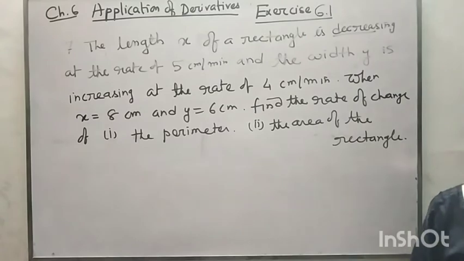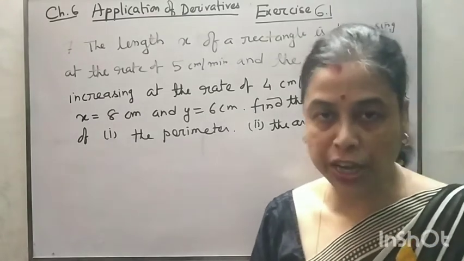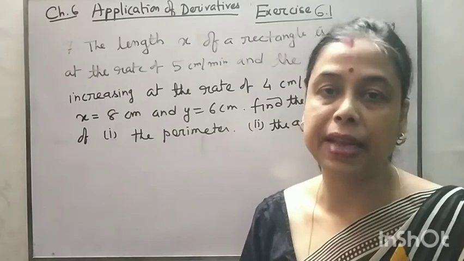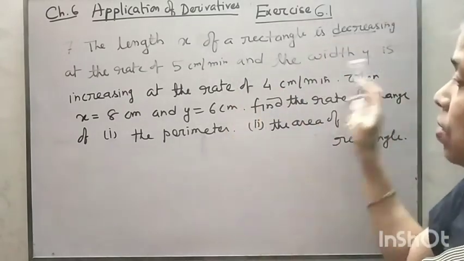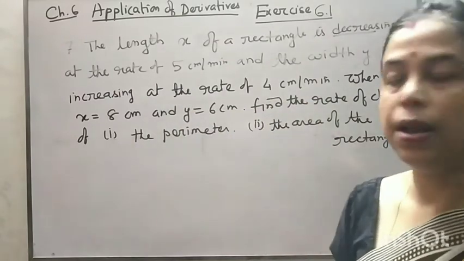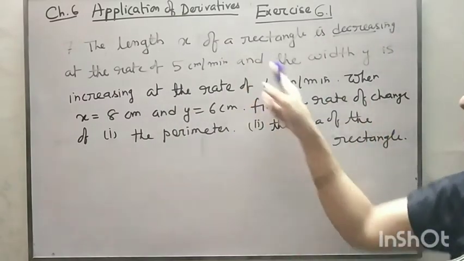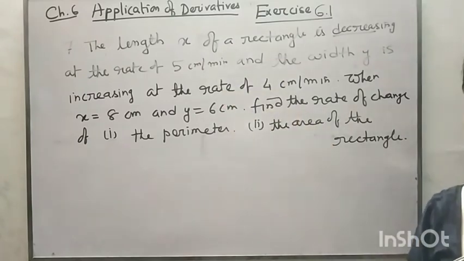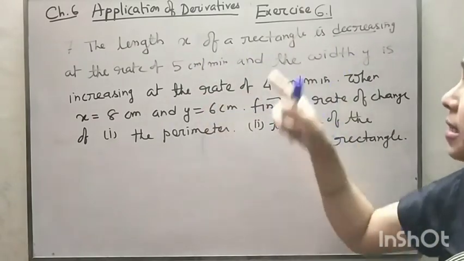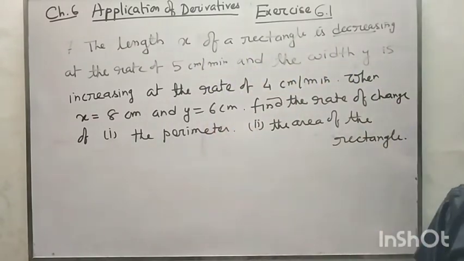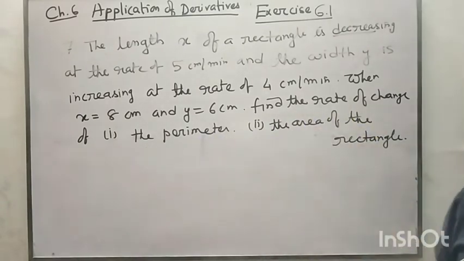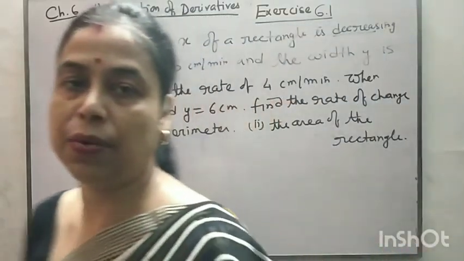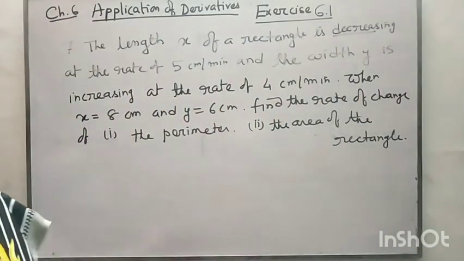So as I told you earlier, decreasing means it is denoted by rate of change, but decreasing is denoted by a negative symbol, as increasing means positive. It is given that the width y is increasing at the rate of 4 centimeter per minute. Units are same, right? Length is decreasing and the width is increasing. You have to find out the rate of change of perimeter once and the area the next time at the instant when x equal to 8 centimeter and y equal to 6 centimeter.